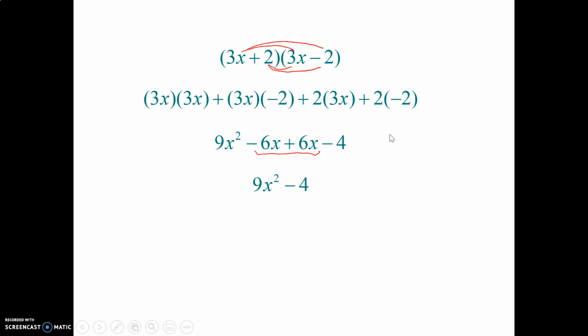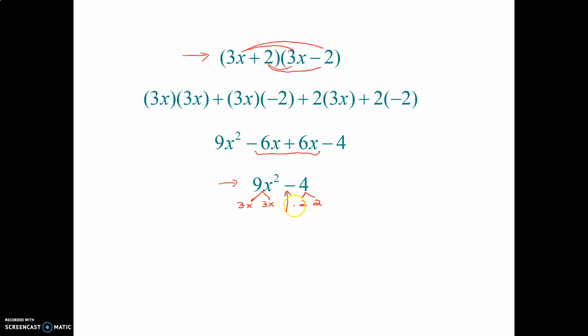The reason I wanted to do this one is because later we're going to go backwards. We're going to say, factor this into 2 parentheses that look like that. And I just want to show you something. Both of these numbers are perfect square numbers. This is 3x times 3x. And 4 is a perfect square number. It comes from 2 times 2, and in the middle, I have a minus sign. So this is called the difference of 2 perfect squares.